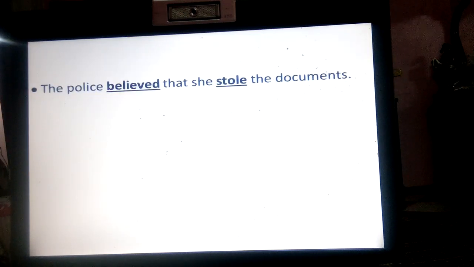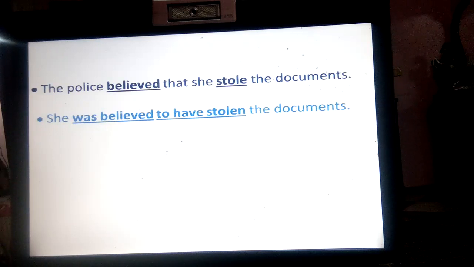The police believe that she stole the documents. She was believed to have stolen the documents. So if there is a past simple in the active, in the passive I use to have plus past participle.